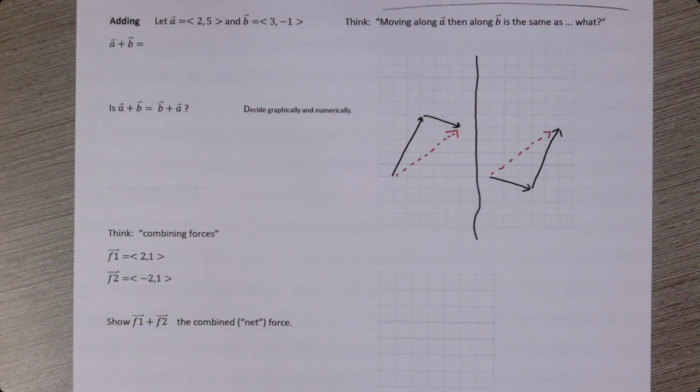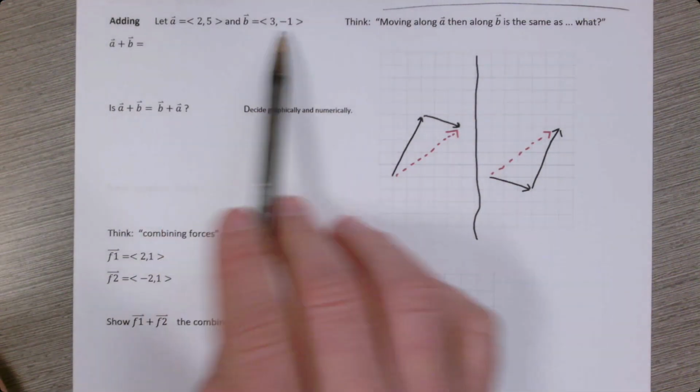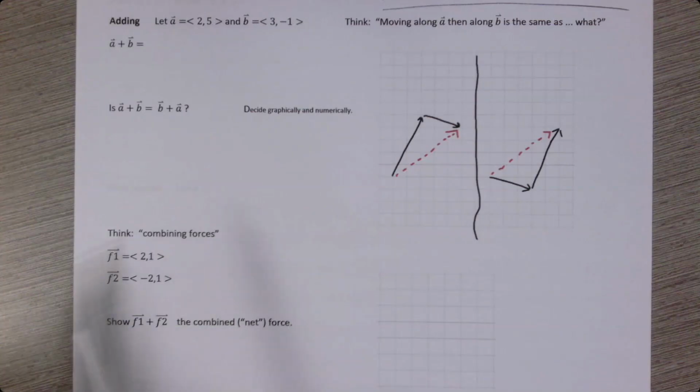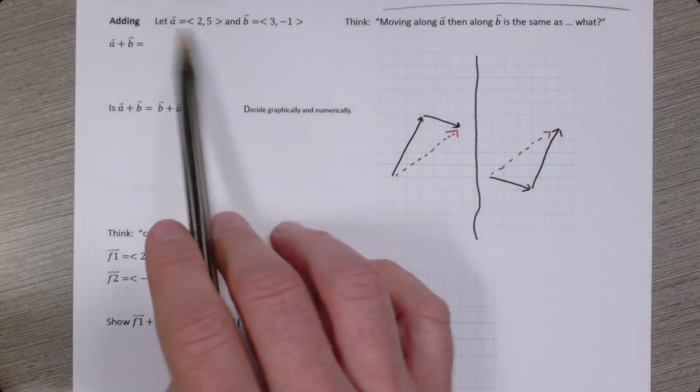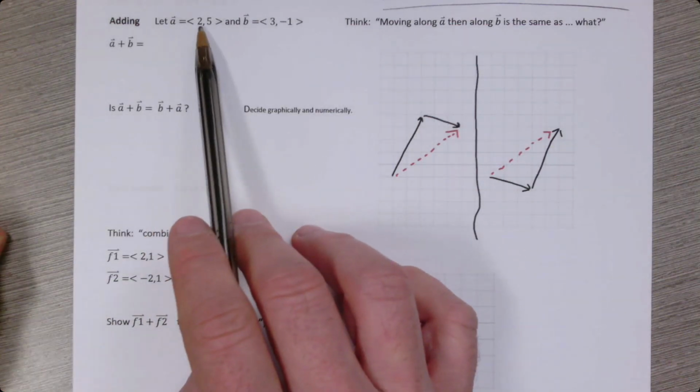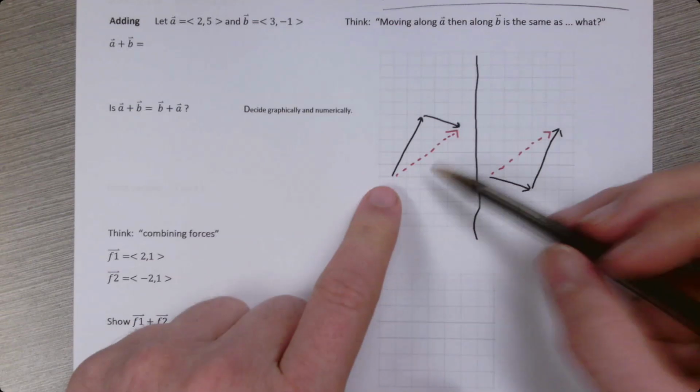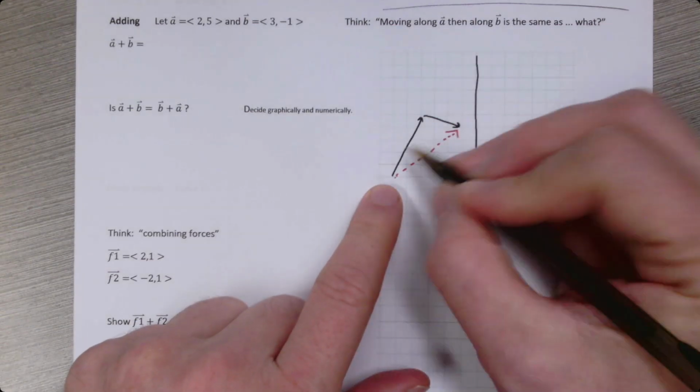Think about adding two vectors together. So here I've got one vector and another vector. I think there's going to be two nice intuitive ways of thinking about this. If you imagine a vector as a movement, let's move over 2 and up 5. You could think about it this way. This is the movement represented by A.